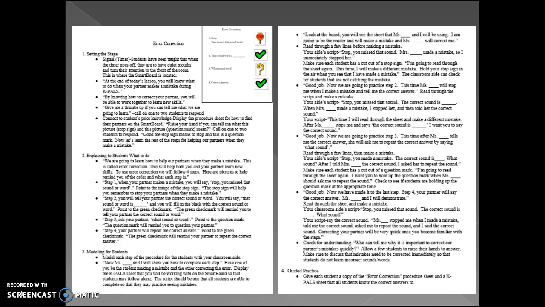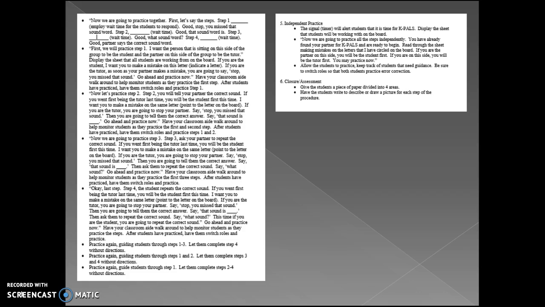The procedure sheet will be displayed on the board, and each step will be explained to the students. My aide and myself will model the procedure for my students, and then students will complete guided practice. They will complete the steps one at a time as we practice, and then we will work through each step, leaving off the last step for the students to complete independently. Finally, students will have time to practice all of the steps of the procedure independently.